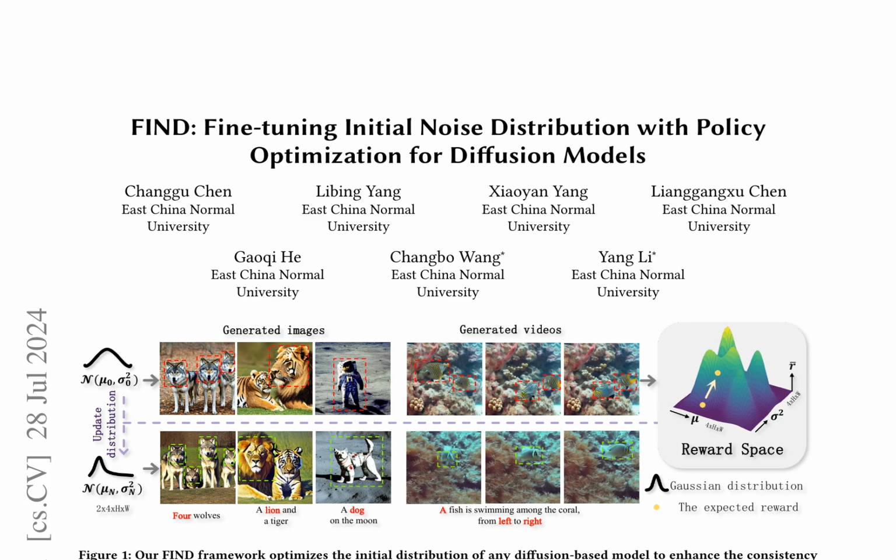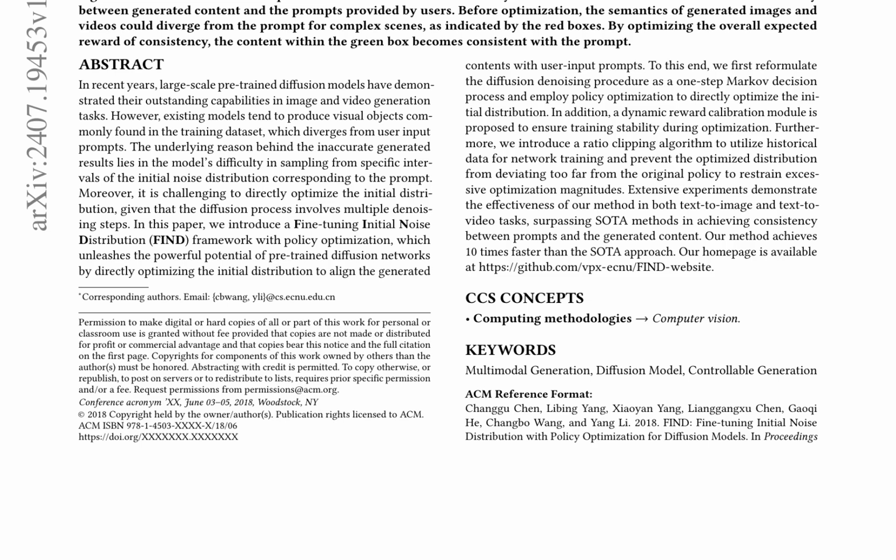The paper introduces fine-tuning initial noise distribution, FIND, a novel framework optimizing the initial noise distribution of diffusion models. This approach enhances consistency between generated content and user input prompts by formulating the optimization as a one-step Markov decision process and employing policy gradients.